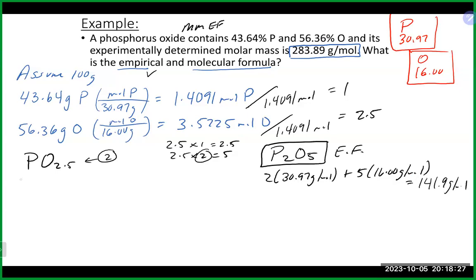So we're going to take the molar mass that they gave us, that is for the compound, and divide it by the molar mass of our empirical formula.